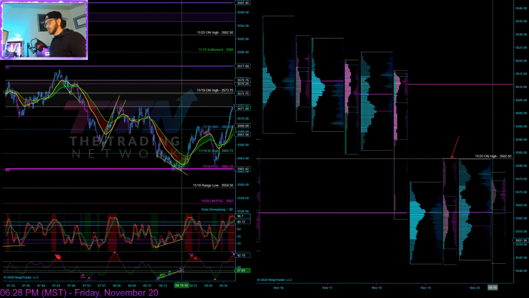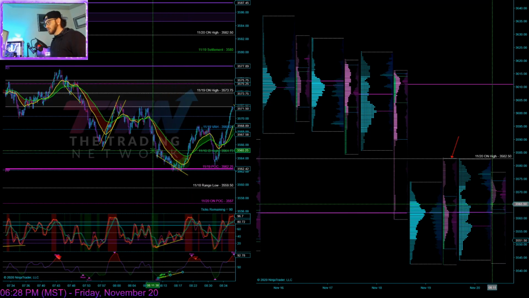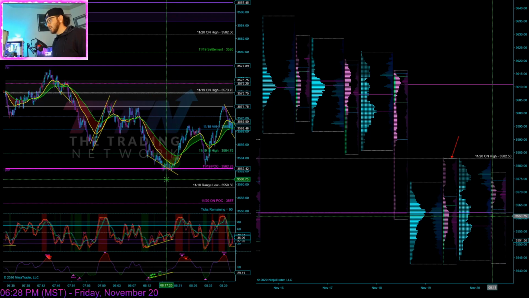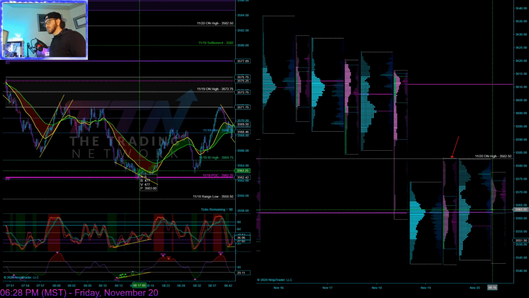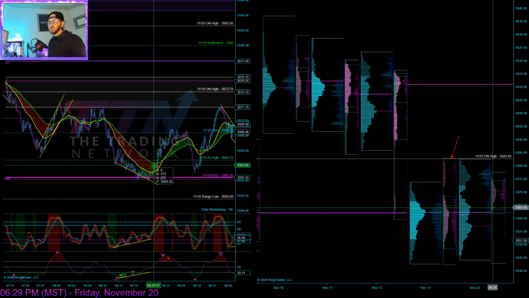Let's see, I'll move that over here. Boom, we got div: lower lows on price, higher lows on the oscillator. And we also had block buys coming in here: 500 block buy, 477 block buy, 272 block buy.